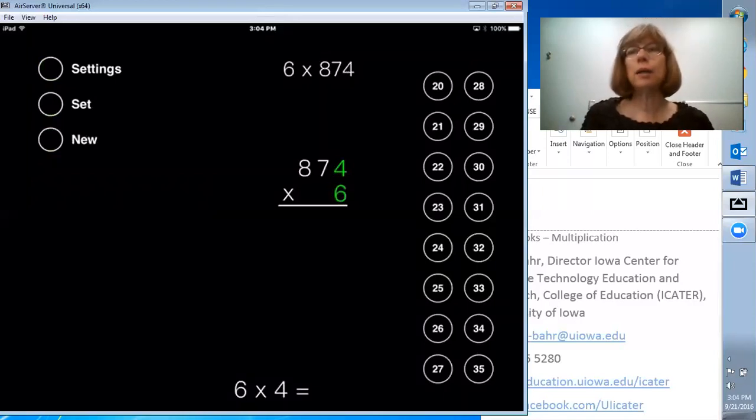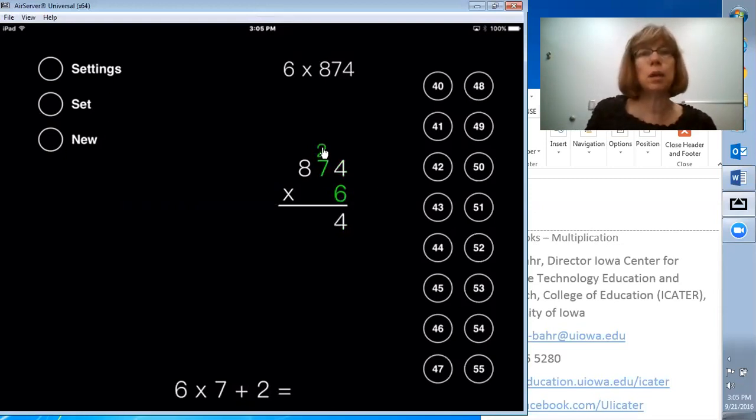It's highlighting the 4 times 6 because that's what we need to do first. So 6 times 4 is, let's say, 22. Well, it just sits there. It doesn't go anywhere because 6 times 4 is not 22. It's actually 24. When I put in the right number, the 24, it puts the 4 down on the bottom and carries the 2.